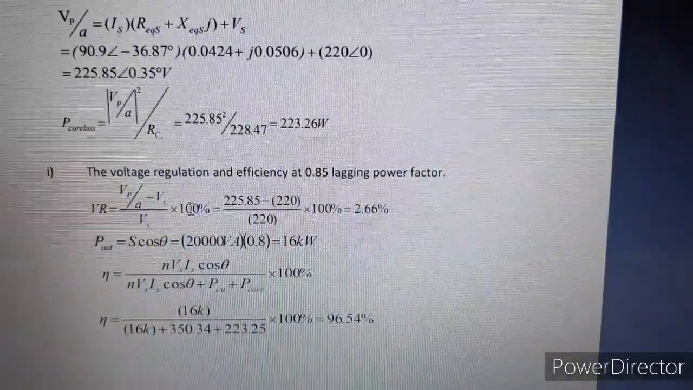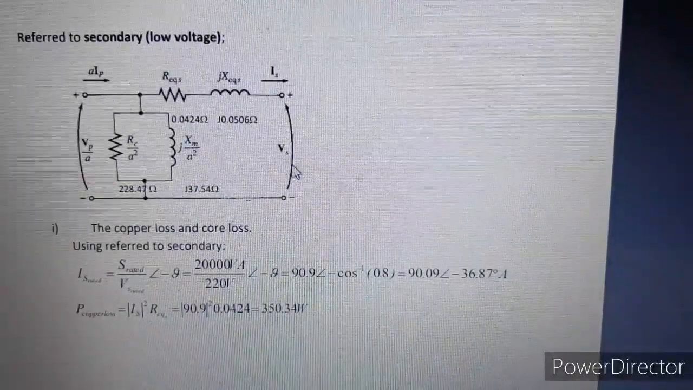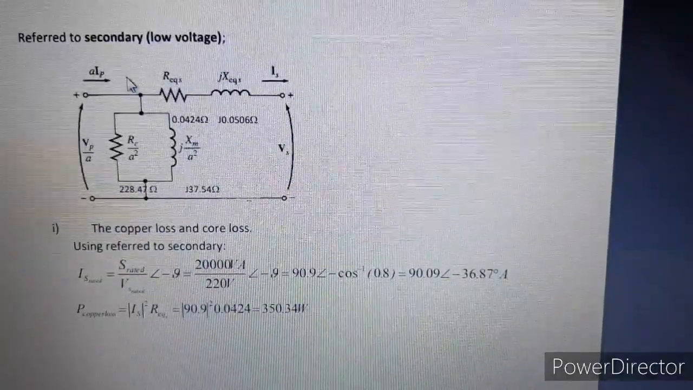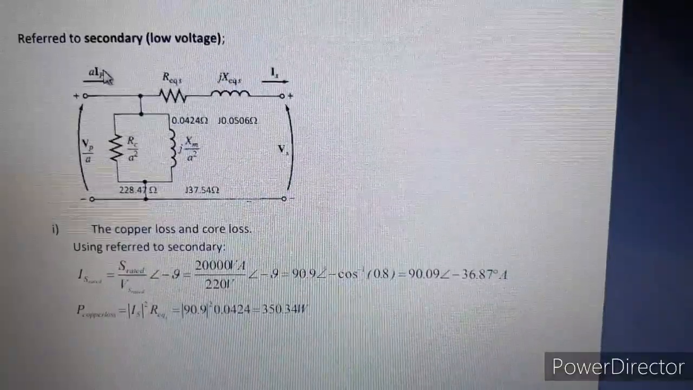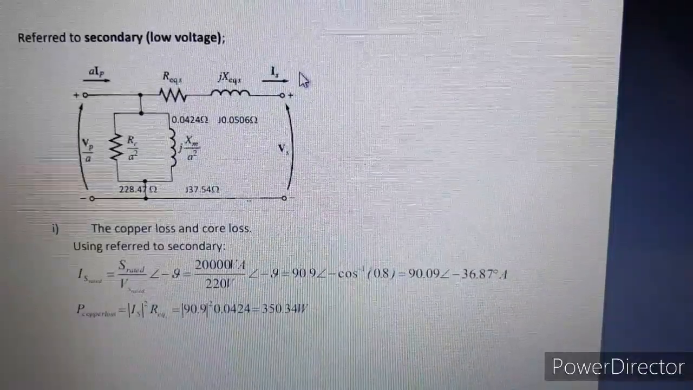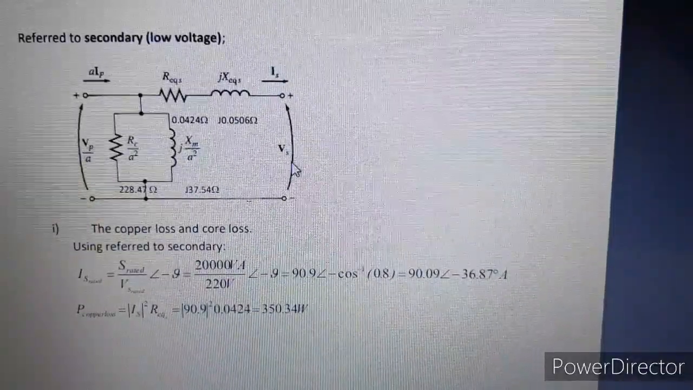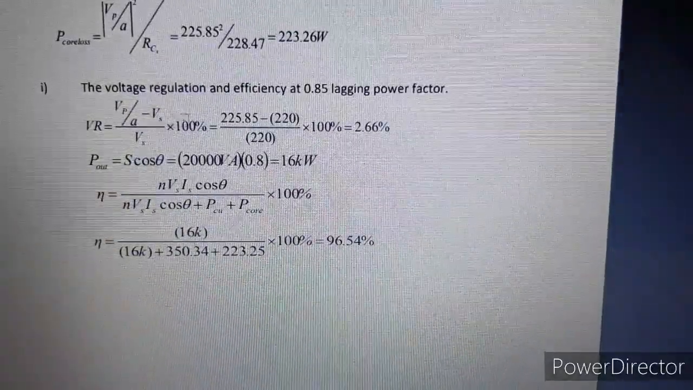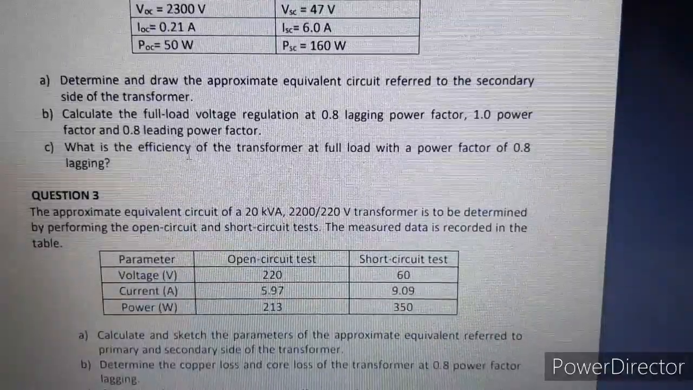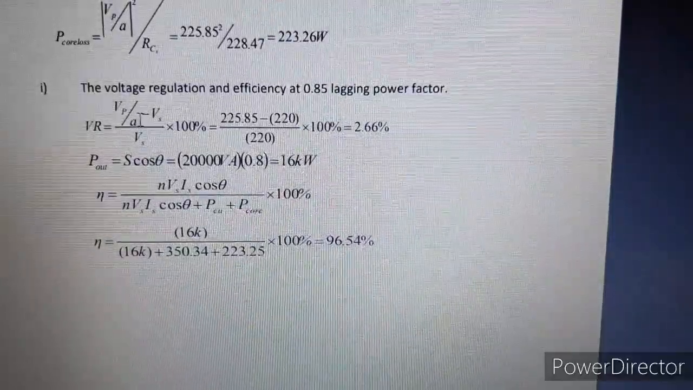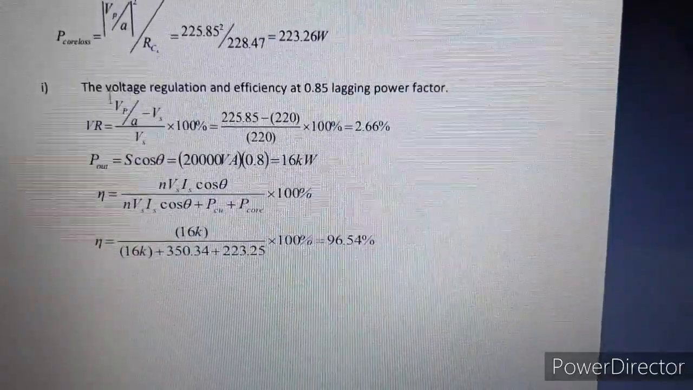VR, because we are using referred to secondary, is front minus back divided by back. That's why it's important to write down the terms accurately. If it's AIP, write it as AIP, don't just write IP. If it's VP over A, write it as VP over A. So your VR is VP over A minus VS, over VS. VS is no problem from the question, 220, VS rated. And for VP over A, please make sure you get it from the KVL.